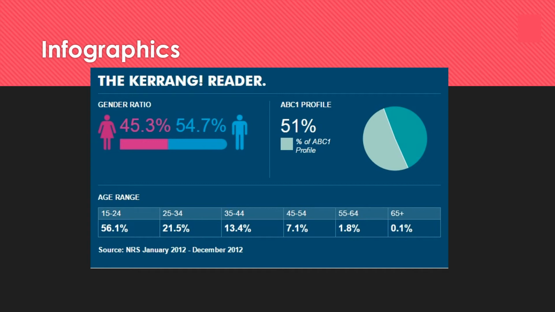So it's got a lovely range of ABC1 and C2DE readers. And then you look at the age range and it's saying that the majority are 15 to 24. So straight away you can target advertised products at a huge range of people there. You can target the females, you can target the males, you can target the rich, you can target the poor, and you can target people of the age range 15 to 24.